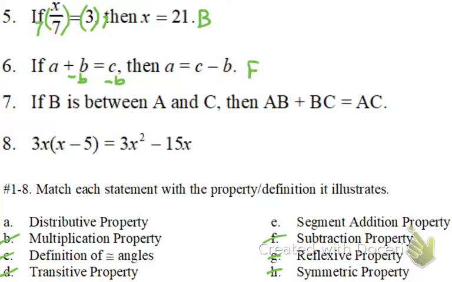If b is between a and c, then ab plus bc equals ac. The segment addition postulate allows you to add the measures of segments that are adjacent and collinear. And then the property that allows you to get rid of the parentheses when you multiply across either addition or subtraction is the distributive property.